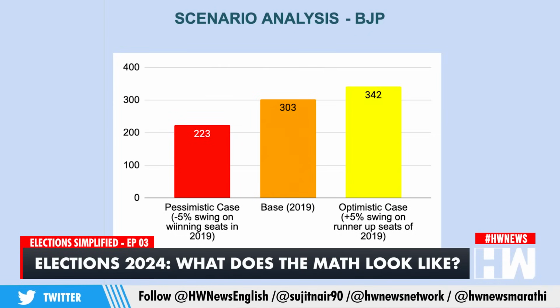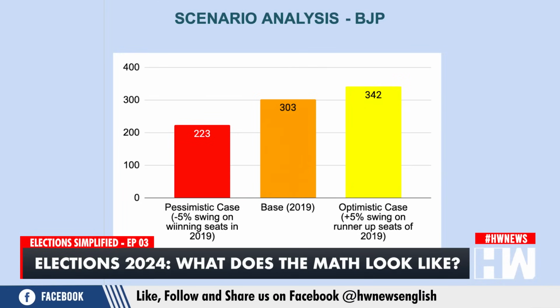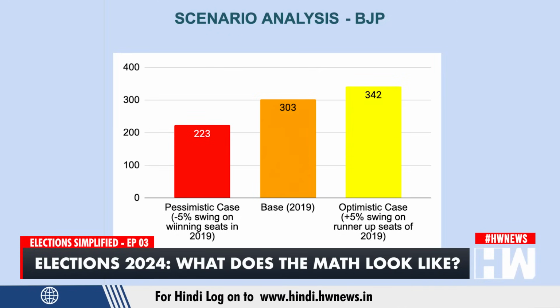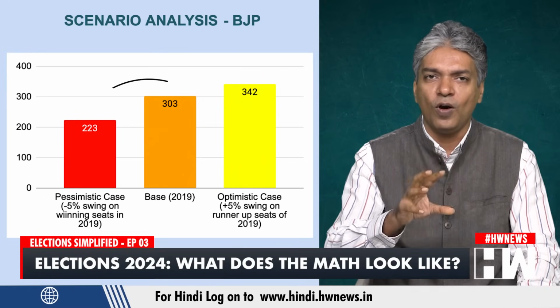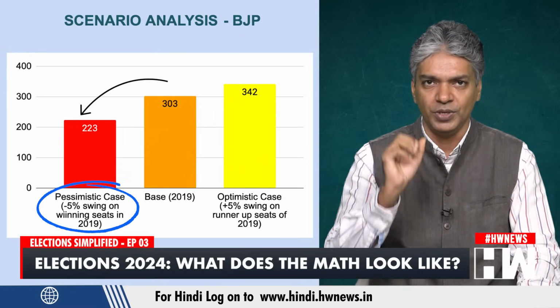Now, why could there be a negative swing? It could be due to local anti-incumbency, the increase in popularity of INDIA, the inactive BJP cadre, or the over-dependence on Modi and the Congress party's 5 promises gaining traction, etc. Now, this I call the stress case or the pessimistic case, which is 223 seats for the BJP.